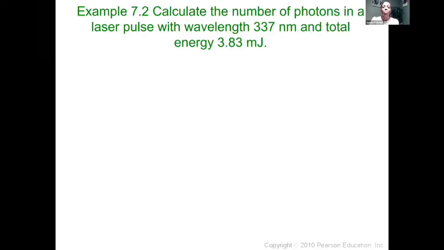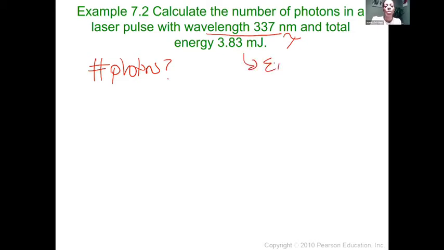So let's try doing a calculation. Here it says: calculate the number of photons in a laser pulse with a wavelength of 337 nanometers and a total energy of 3.83 millijoules, as shown here. Our goal is to solve for the number of photons. It's always good to write down the information we know. We have the wavelength, or lambda, provided, and we also know the total energy.